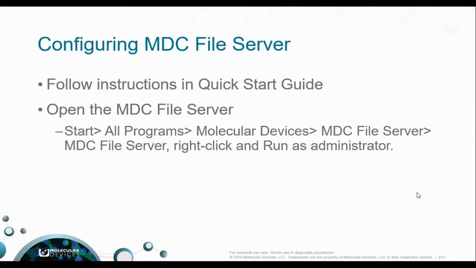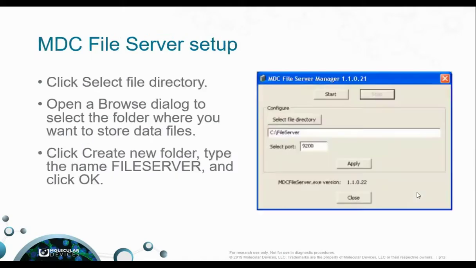Then you follow the instruction in the Quick Start Guide to configure the MDC file server. Now you can open the MDC file server through Windows Start, All Programs, Molecular Devices, and then MDC file server. Now you just need to right-click the mouse on the MDC file server and run as administrator. Now you will see the MDC file server manager's window is open.